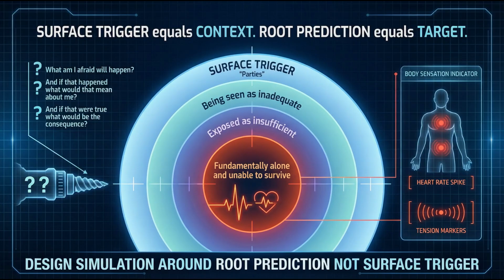This is why the protocol sometimes seems to not work. The simulation was technically perfect, but it was answering the wrong question. The surface trigger is the context. The root prediction is the target.